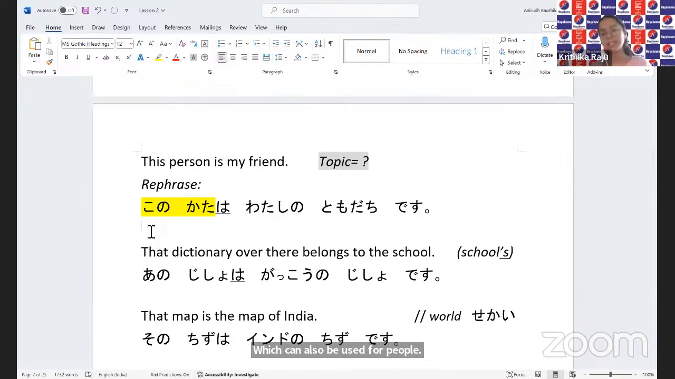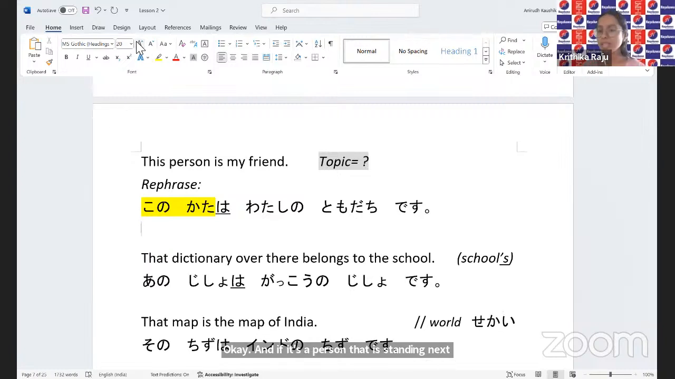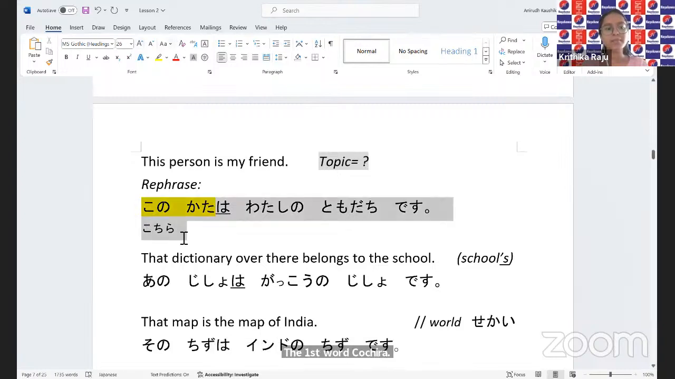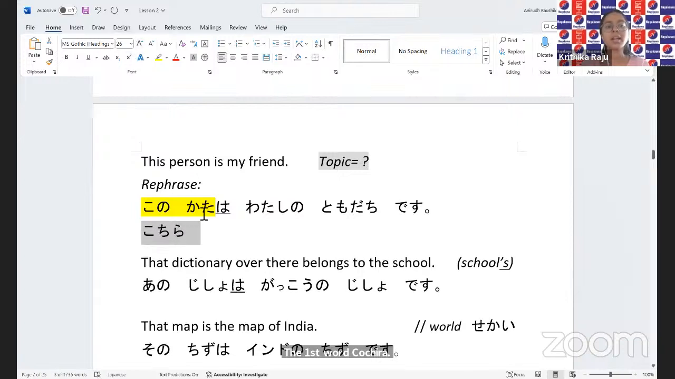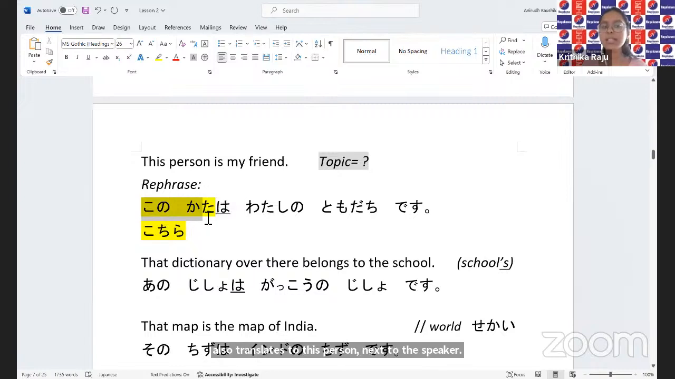If it's a person standing next to you, you will use the first word, kochira. So, kochira also translates to this person next to the speaker. Kono kata also translates to this person next to the speaker. So it's interchangeable. You can either say kono kata or kochira. Similarly, you can say sono kata or sochira, or also achira or ano kata. Is that all right?